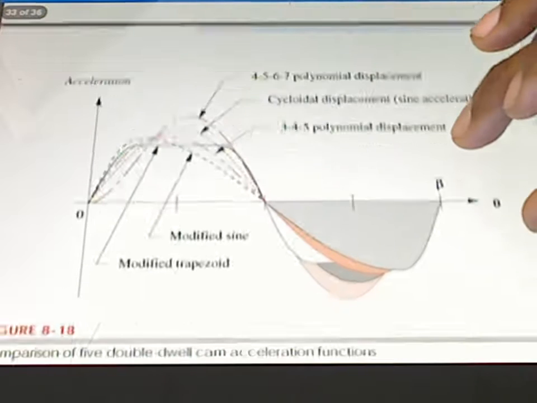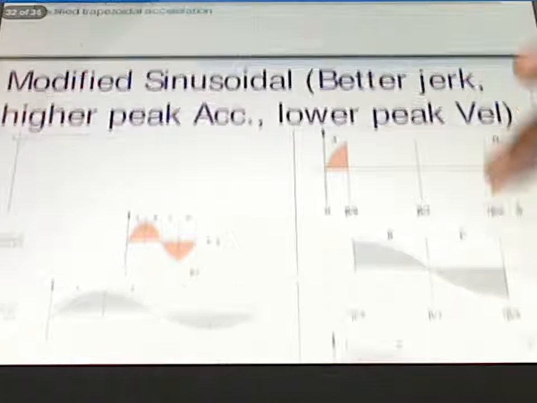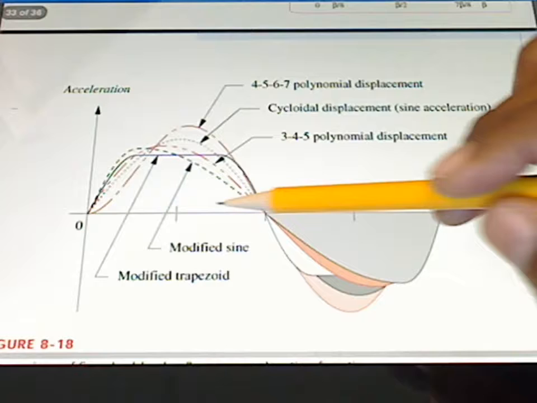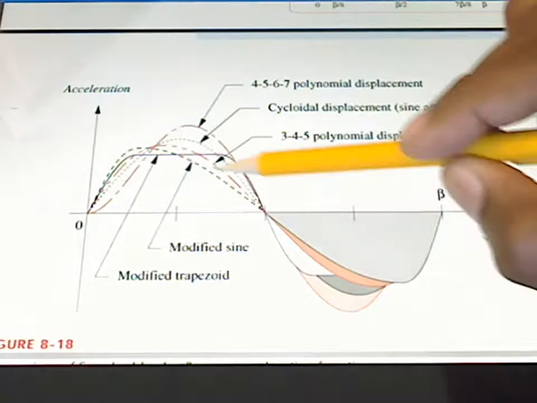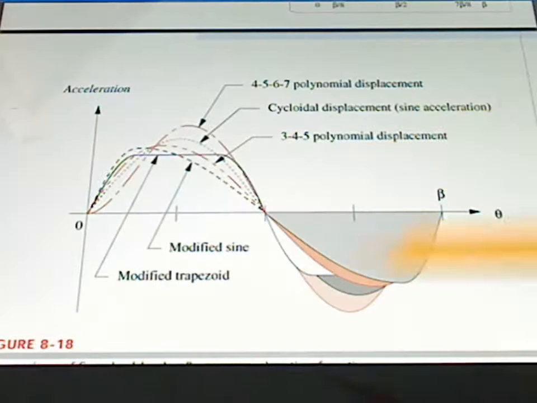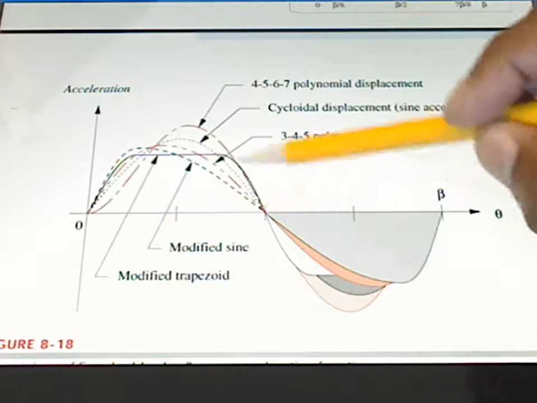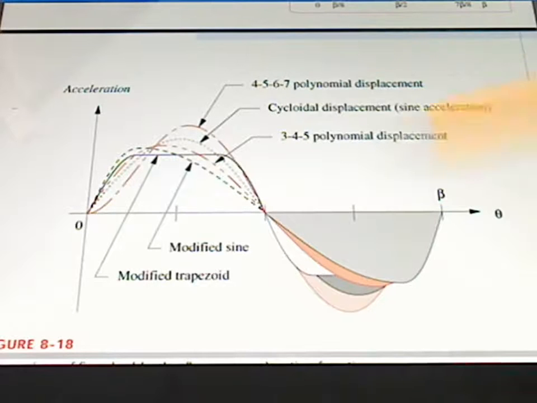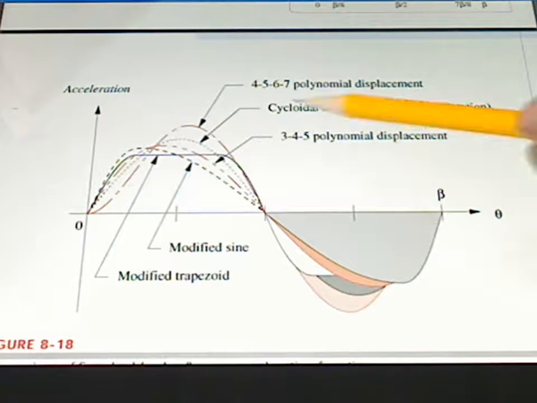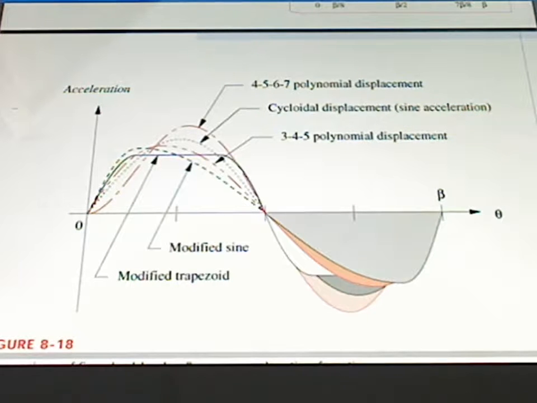What we do show is all the acceleration profiles that we've seen. So we'll see this one, which is our modified sinusoidal, and you see it here in black. That's our modified sinusoidal acceleration. You see the modified trapezoidal acceleration right here, the one that's the solid line. We see also some ones that we haven't talked about yet. We have the polynomial displacement, a 4, 5, 6, 7 polynomial, a 3, 4, 5 polynomial. We'll focus on these types later on, and of course our cycloidal displacement, which was our sine acceleration, which we also saw.